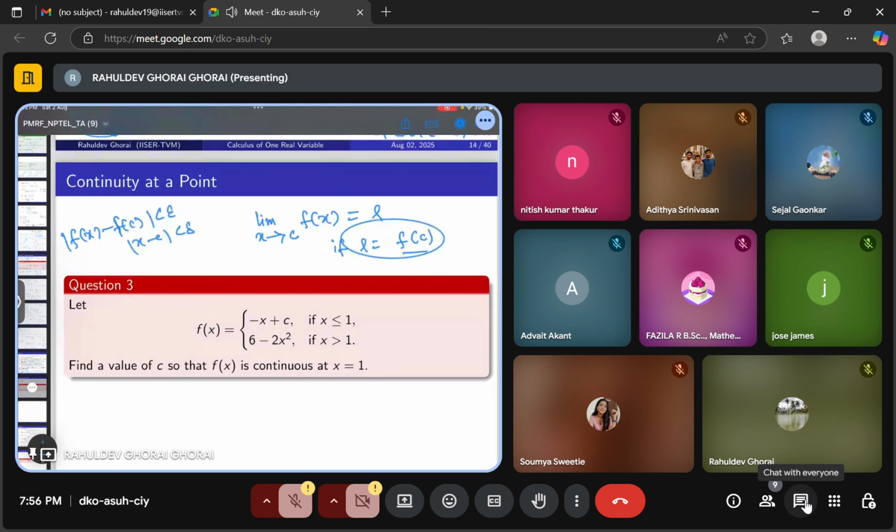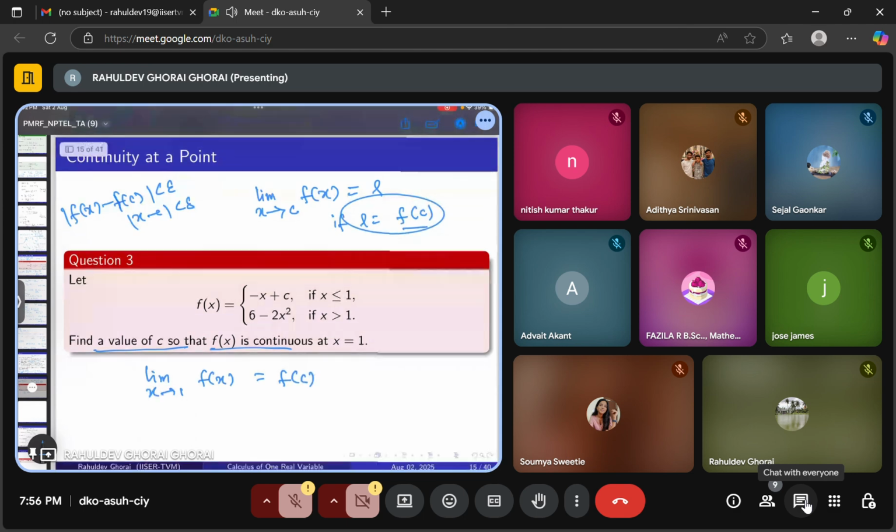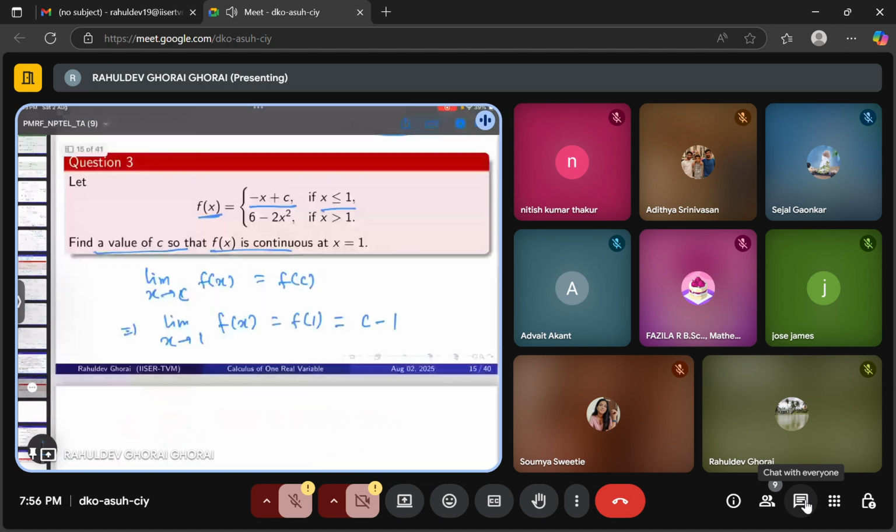Now come to the question: find a value c such that f(x) is continuous at x equal to 1. As I said, if the limit as x tends to 1 of f(x) is equal to f(1), then it is continuous. So in this case, c is equal to 1, and the limit as x tends to 1 of f(x) should be f(1). What is f(1) here? The function takes minus x plus c when x is less than or equal to 1. At x equal to 1, it will be minus 1 plus c, that is c minus 1.